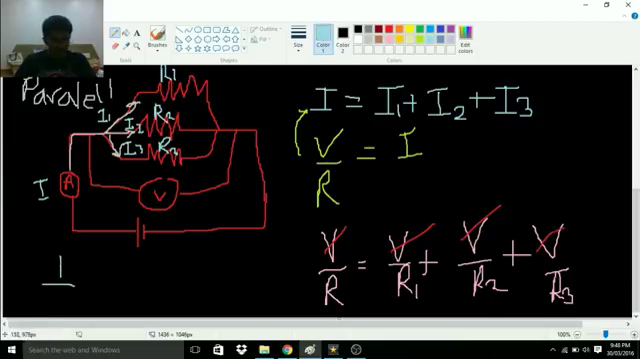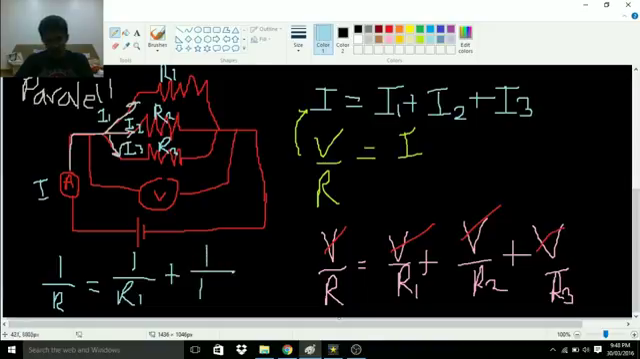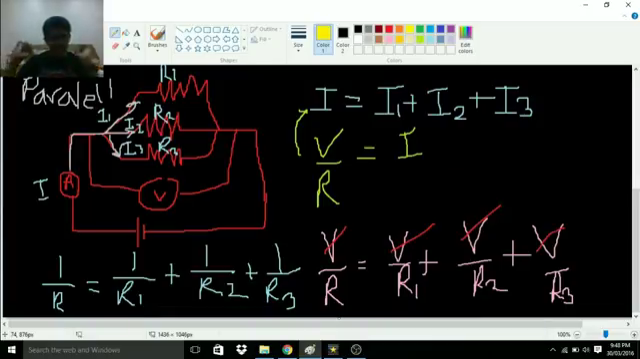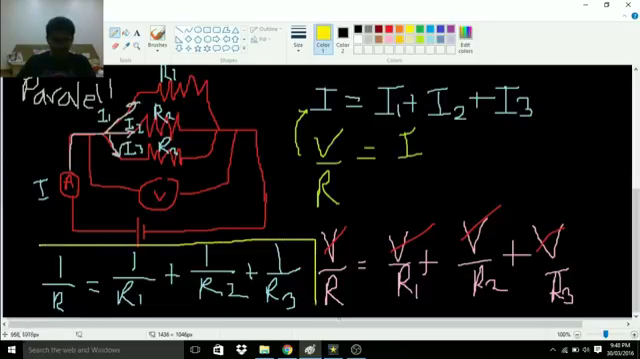As our final equation, we get that 1 by R, the total resistance, is equal to 1 by R1 plus 1 by R2 plus 1 by R3. And this works for any number of resistors. By the way, you are not limited to 3. You can do this for as many resistors as you want. If resistors are connected in parallel, to find the total resistance, you have to add up the reciprocals of all the resistances, right?